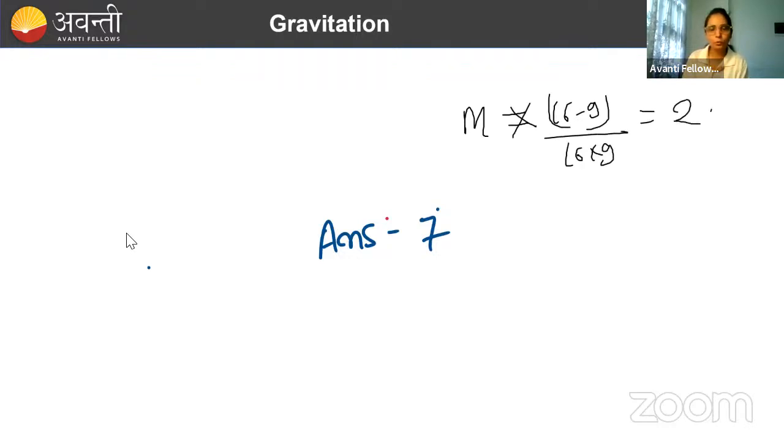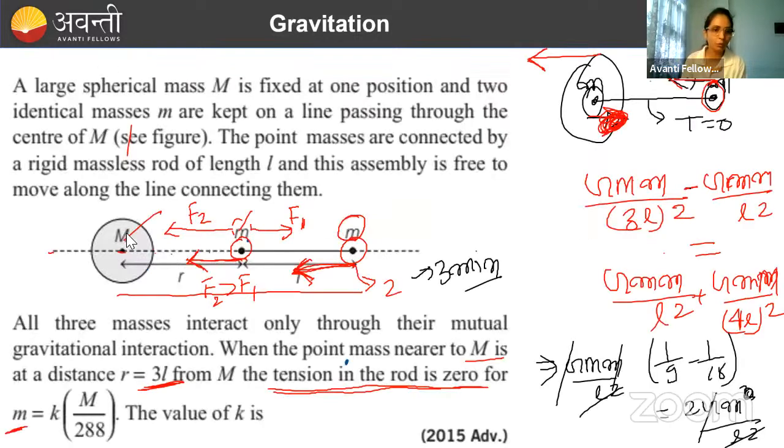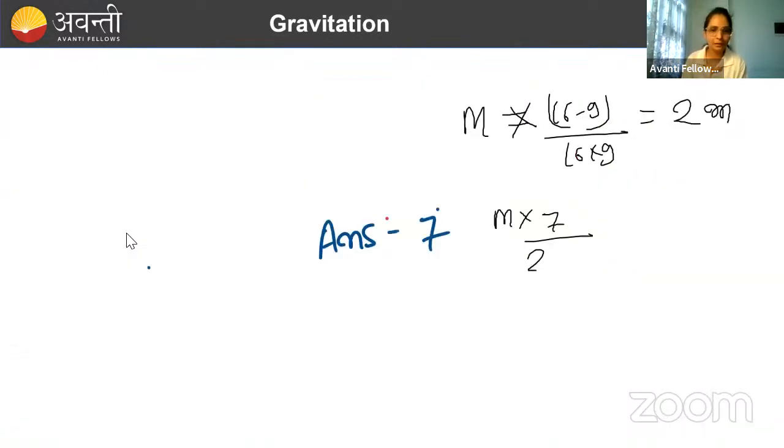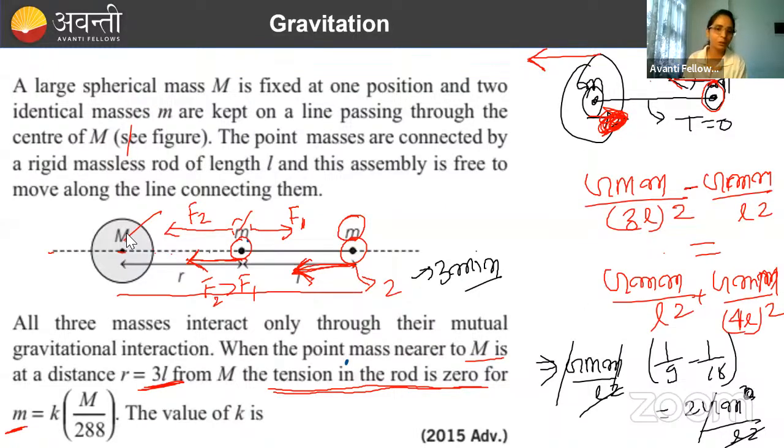And this is equal to 2m, something like that. Now if you minus it, it will come as 7, right? So m into 7 by 16 into 2, 32. And 32 into 9, how much will it be? It will be 288. Equal to how much is coming? m. m is equal to k into capital M by 288. So what is the value of k? 7. The question was damn easy. You just needed to pick this line.